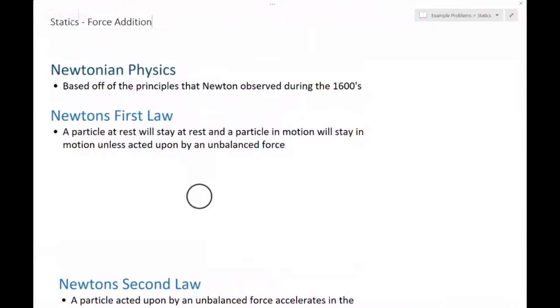So Newton's first law is that a particle at rest will stay at rest, and a particle in motion will stay in motion unless acted upon by an unbalanced force. That basically means that if we have a particle here that's experiencing a force from this side and a force from this side that are both equal in magnitude, nothing will actually happen to the particle and it remains motionless.